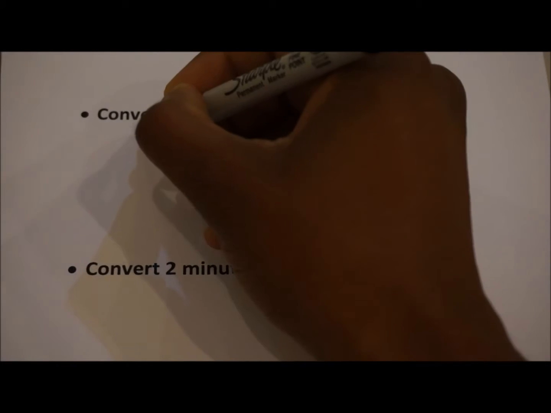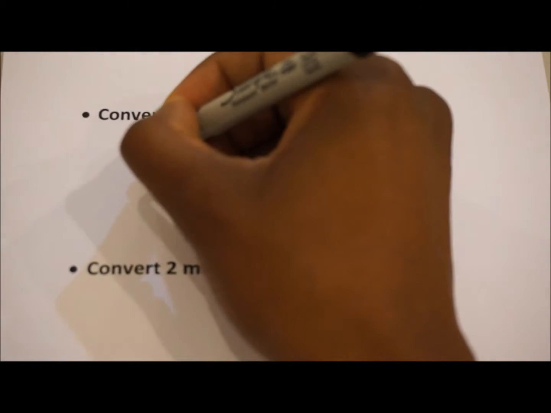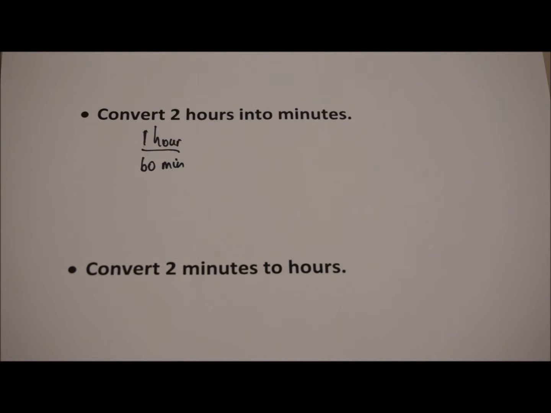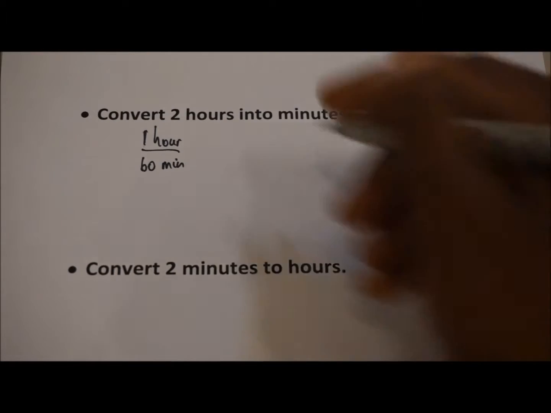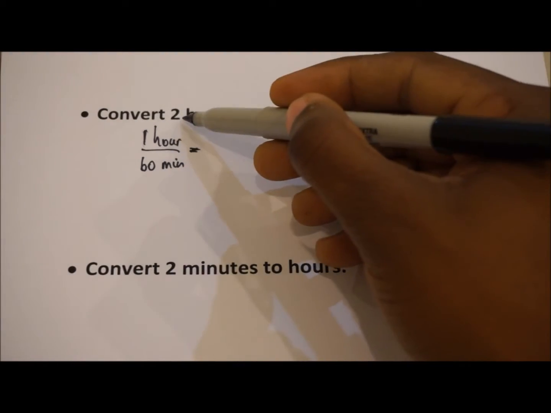Here's an example of how proportions can be used to convert between measurements. If we are asked to convert 2 hours into minutes, we start with what we know. We know that 1 hour is 60 minutes. That's where we start from. And if we know this, then we can represent our proportion. This should be equal to, what am I given in the question? In the question I am given 2 hours.